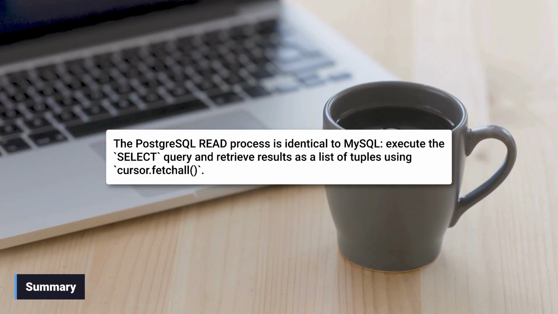To summarize, you now have experience connecting to and manipulating data in two major relational database systems, MySQL and PostgreSQL. In the next section, we shift gears dramatically to the world of NoSQL with MongoDB, where we will work with flexible JSON-like documents instead of rigid tables.